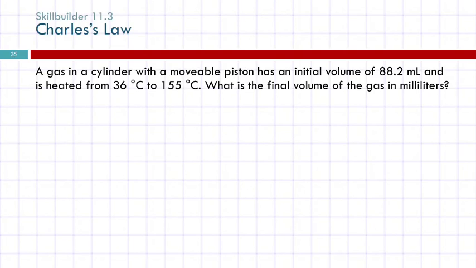Another problem. A gas in a cylinder with a movable piston has an initial volume of 88.2 milliliters and is heated from 36 degrees Celsius to 155 degrees Celsius. What is the final volume of the gas in milliliters? Read through the problem, make a table. I have condition 1 and condition 2.